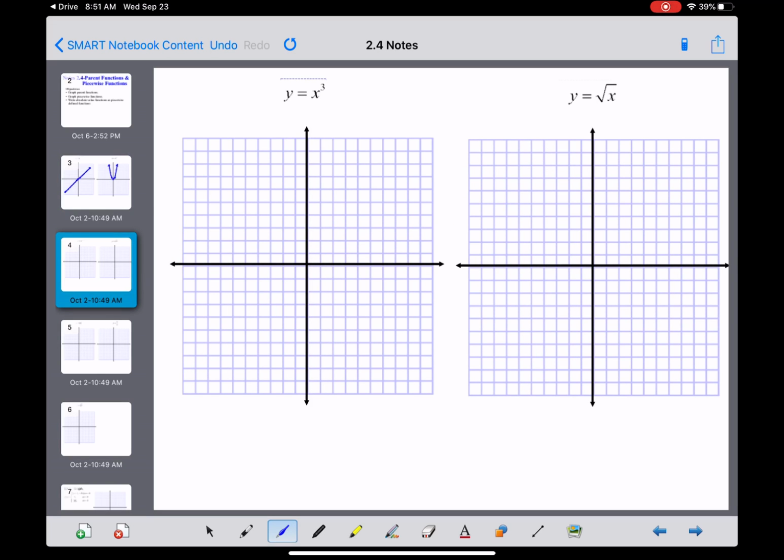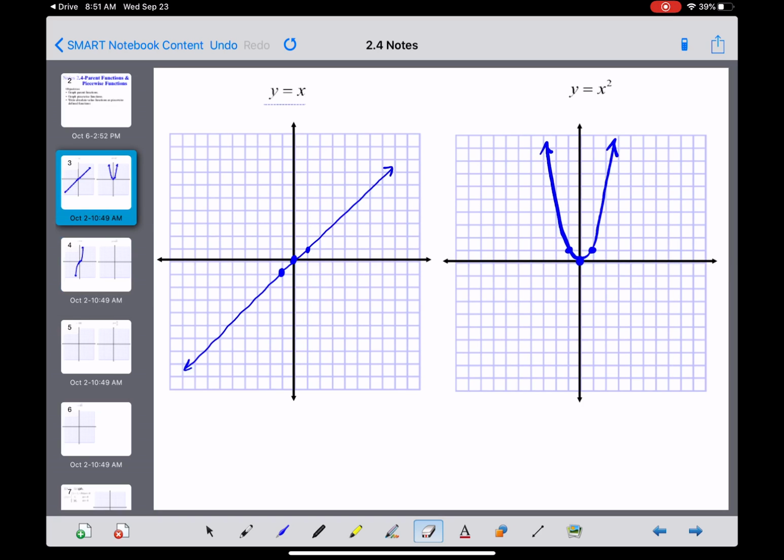Okay, the next one, y equals x cubed. Y equals x cubed, an odd function, (0, 0), (1, 1), (-1, -1). So this one we looked at when we were in Algebra 2. Again, we're going to talk a little bit more about it tomorrow in the next set of notes.